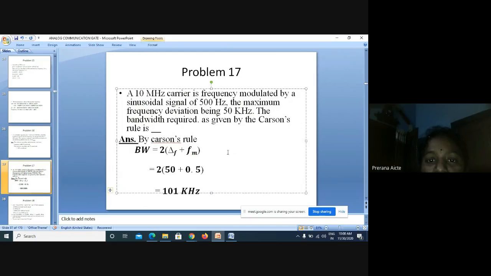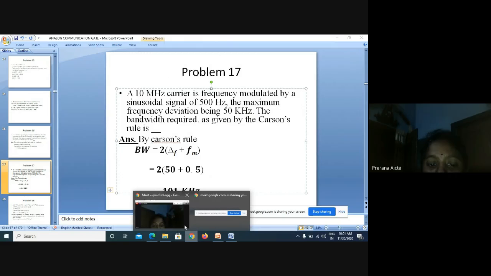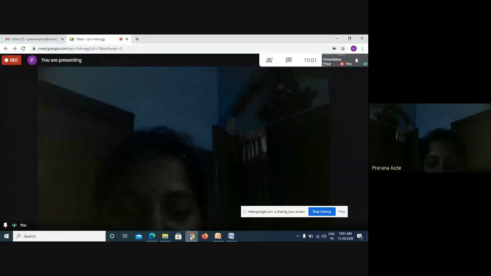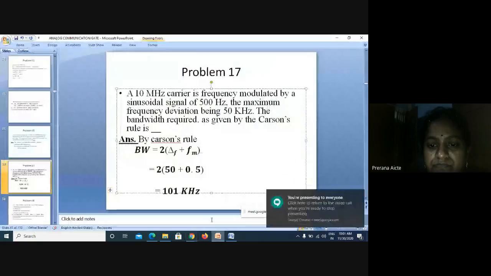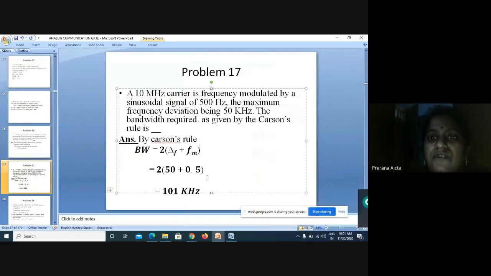So next we'll go with another example. A 10 megahertz carrier is frequency modulated by a sinusoidal signal of 500 hertz. The maximum frequency deviation being 50 kilohertz. What is the bandwidth required for FM transmission?